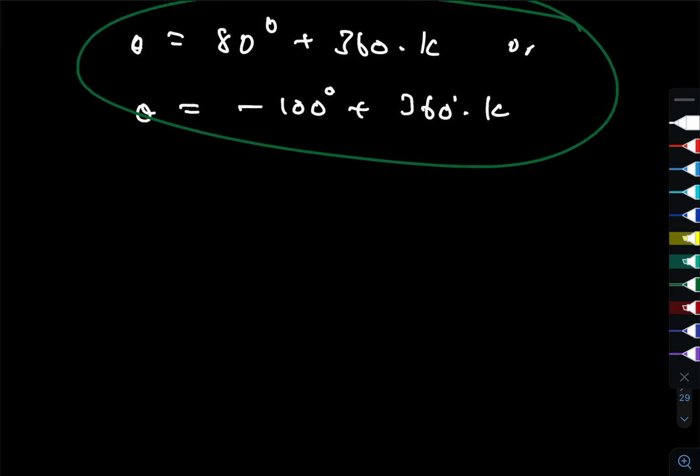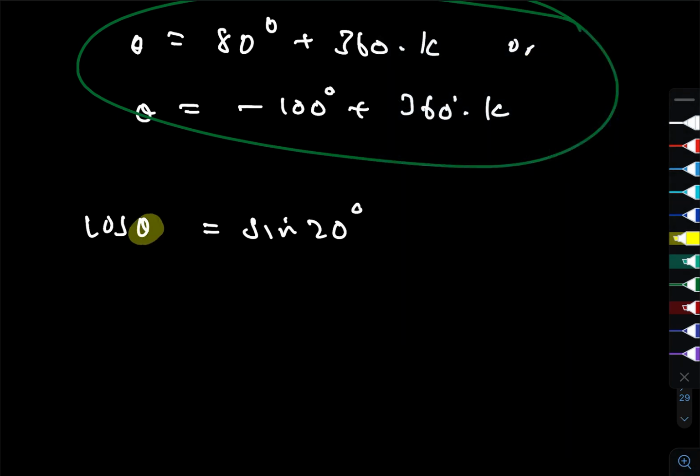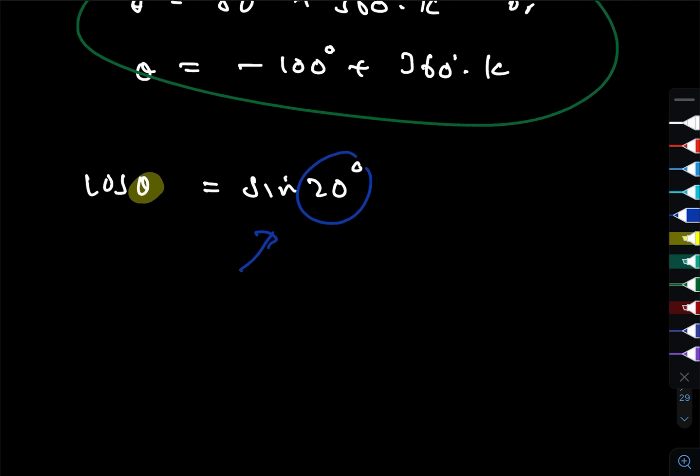Next up will be this one. Cosine theta equals sine 20 degrees. How can you resolve that? Now I just have to look for a few things. Here I have theta, which I need to solve. The sine 20 degrees is not much of a problem. I can change this and work with that. All I need to do is to basically work with this part, the one on the right hand side.